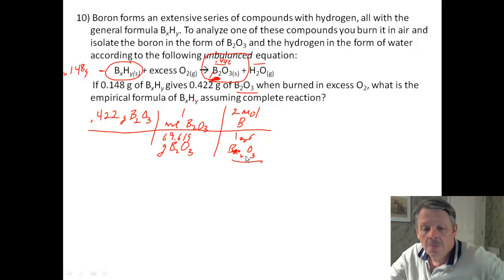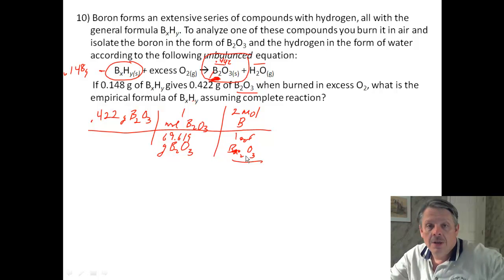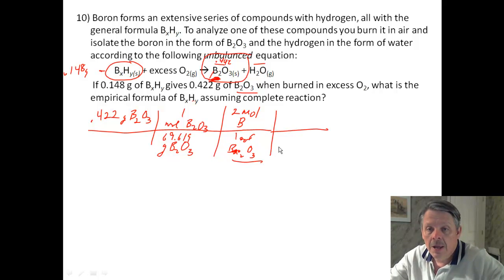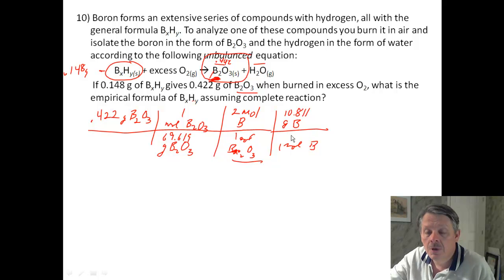Okay. Now, we want to figure out how many grams we have on the left. Right? So, for example, this tells us how many moles we have. But now if I take 1 mole of boron and go to grams of boron, right? Grams of boron is 10.811 grams of boron in 1 mole. Right?